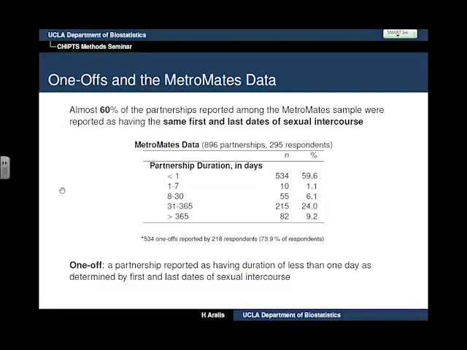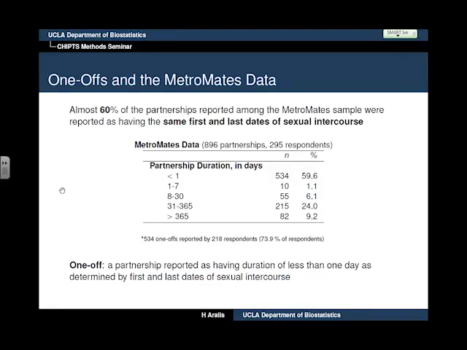As you brought up as well, among this particular population of MSM in Los Angeles, it's not comparable to some of the other samples that have looked at trying to model concurrent partnerships. One of the anomalies is that almost 60% of the partnerships reported among our 295 respondents were actually of duration less than a day. So started 5 days ago, ended 5 days ago. For the sake of this analysis, we are referring to these, as is done in the literature sometimes, as one-offs. And actually 74% of all the respondents in our sample reported at least one.